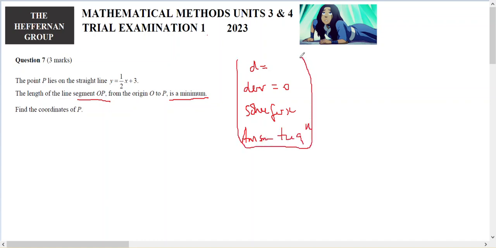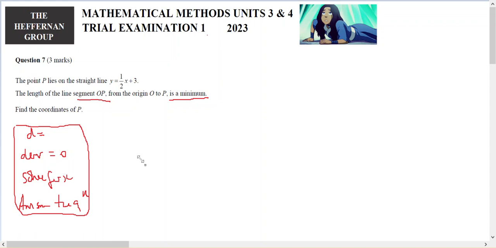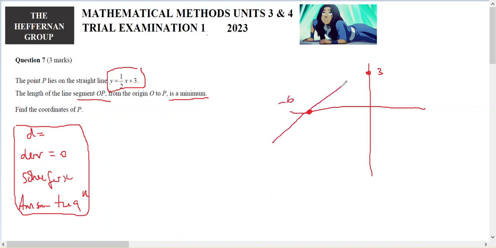So they're the things I need. So how am I going to come up with those? I need to read the question and use whatever formulas I know. So point lies on this line, so it has a y-intercept of 3 and a gradient of a half. So it goes down 1/2, down 1/2. So it goes over here to -6. So there is my line.